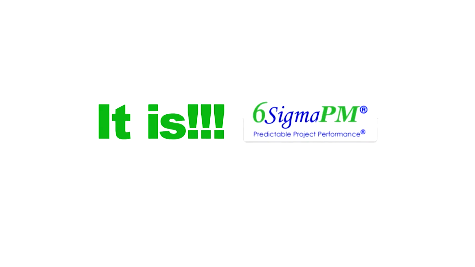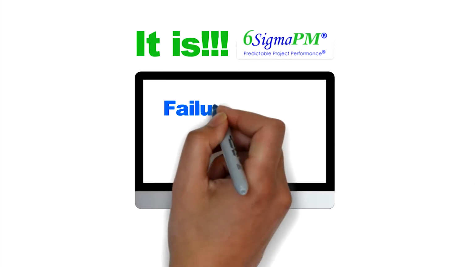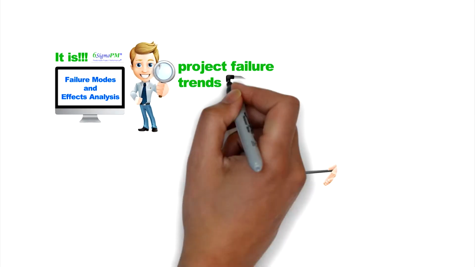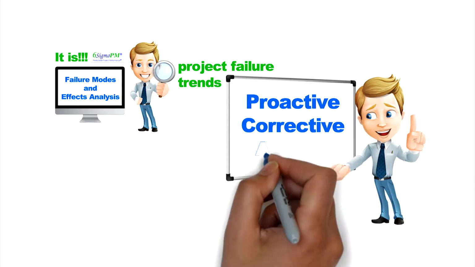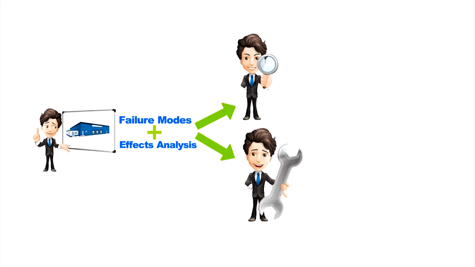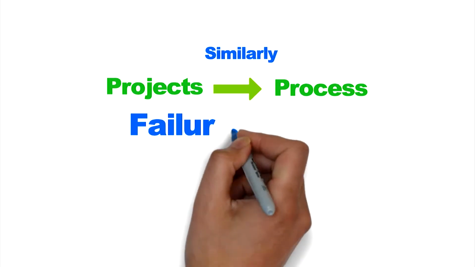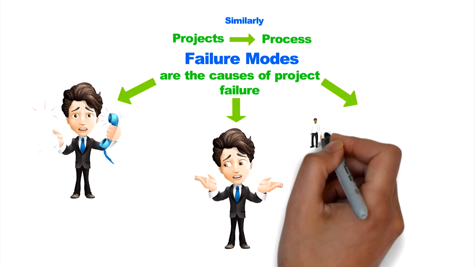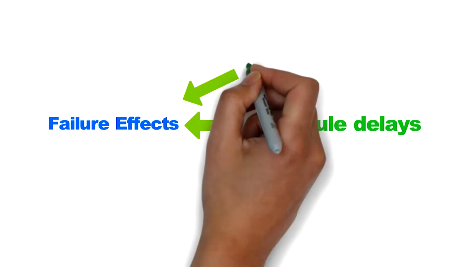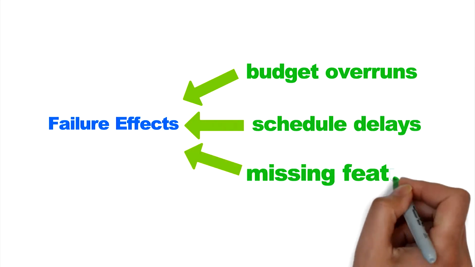It is, and 6 Sigma PM has developed a unique application of failure modes and effects analysis to identify project failure trends, then recommend proactive corrective actions to keep projects on track. Here's how it works. Patrick's manufacturing plant uses failure modes and effects analysis to identify and correct production issues in their manufacturing process. Similarly, projects are a process and the failure modes are the causes of project failure, such as poor communications, poor requirements, and poor teamwork. And the failure effects are the results of project failures, such as schedule delays, budget overruns, and missing features.